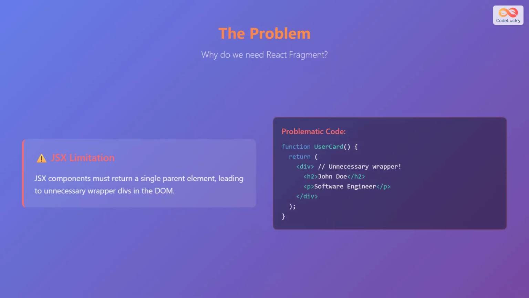Let's understand the problem that React Fragment solves. In React, a component must return a single parent element. This can lead to the habit of adding unnecessary wrapper divs just to satisfy this requirement. Look at the code example. The user card function returns a div that wraps the heading level 2 and paragraph elements. This extra div is often unnecessary and only exists to comply with React's single parent element rule.